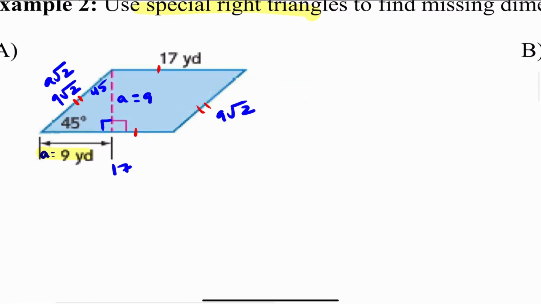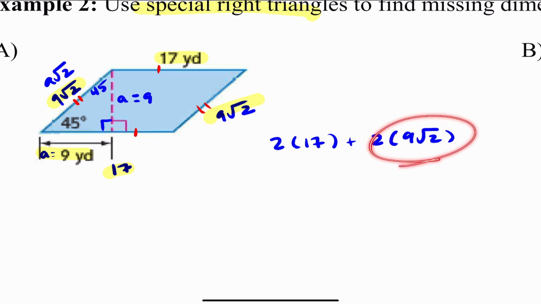So what do we do? Well, I'm going to add up all the sides. You should get 2 17s plus 2 9 root 2s, right? Because I'm basically saying 17 plus 17 plus 9 root 2 plus 9 root 2. What is that? That's 34 plus, and then 2 times 9 is 18 root 2.